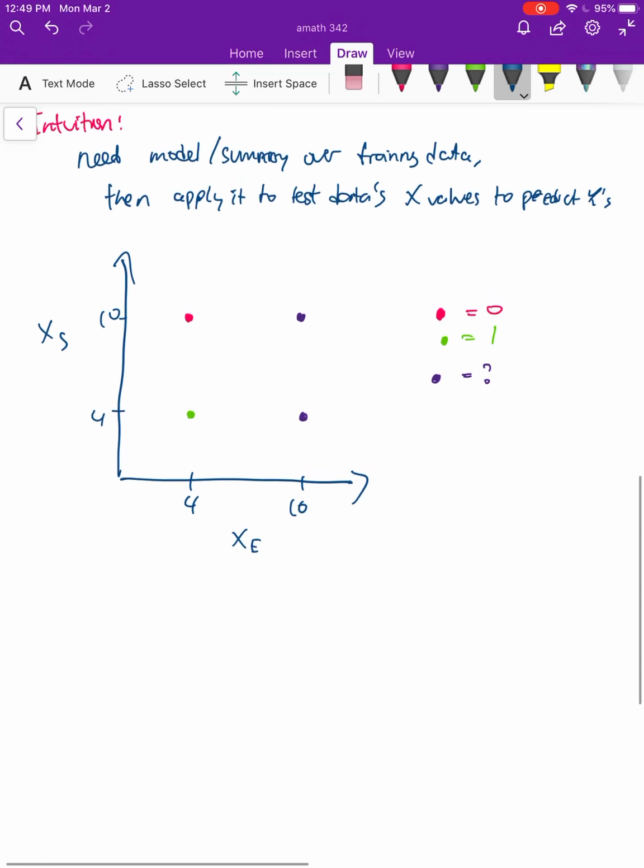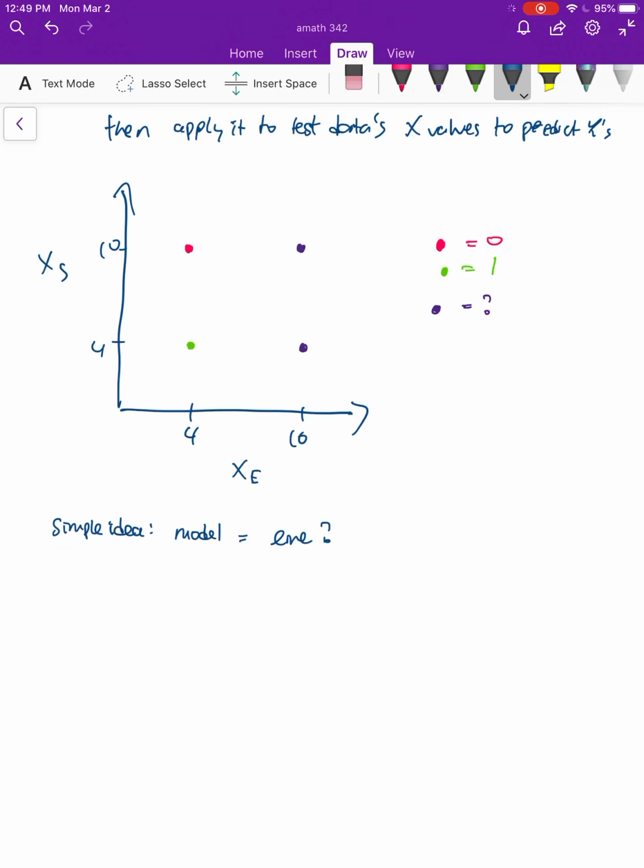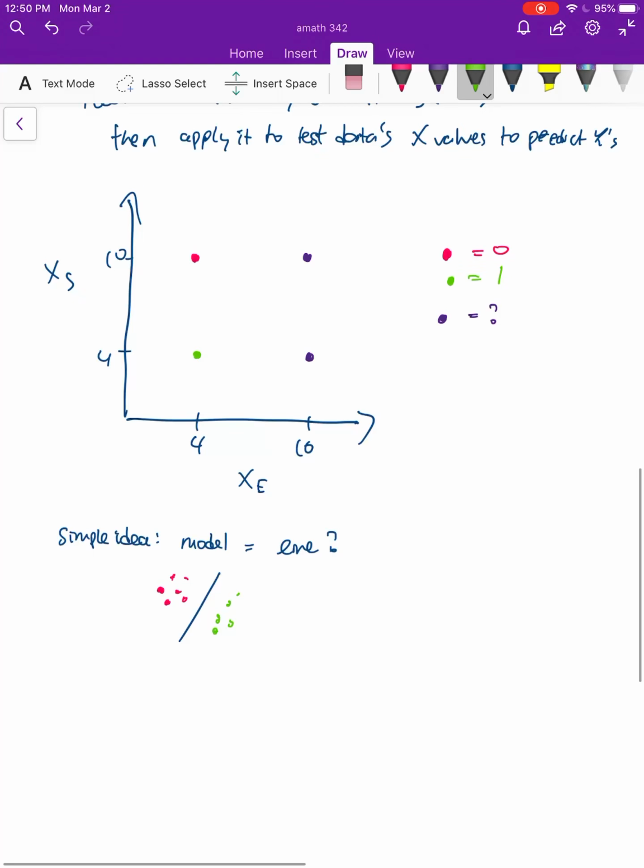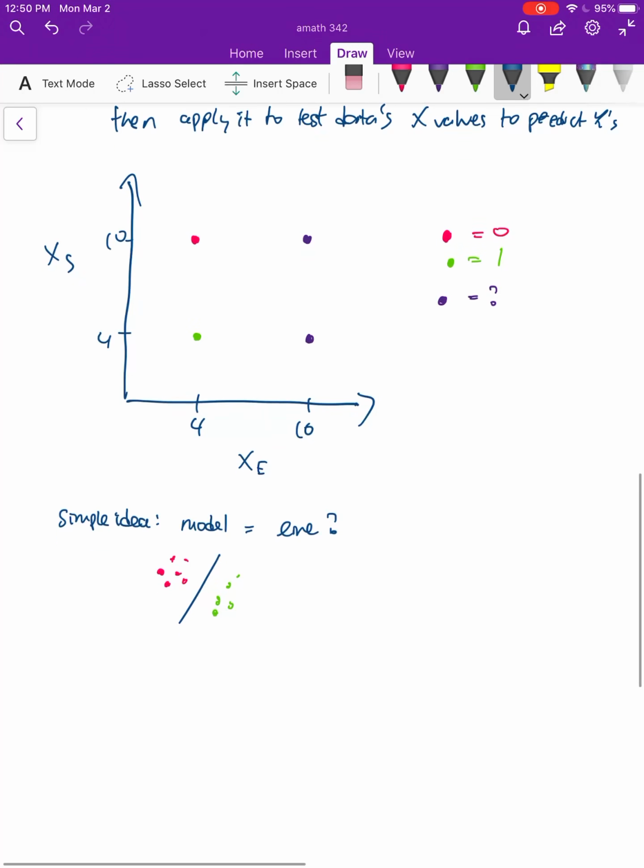Well, in this class, we will just adopt this simple idea. What if our model, again, a summary over the training data, is just a line? And then we say on one side of the line, we'd call these all reds. On the other side of the line, we would call these all greens. Okay, if so, then what would be a good line model? Example of line model.